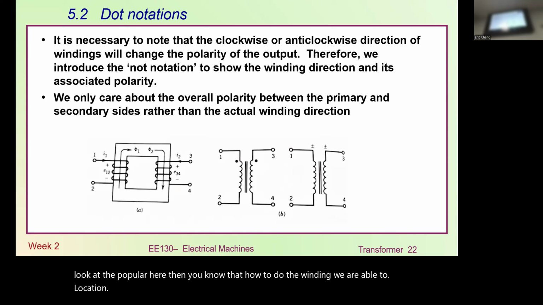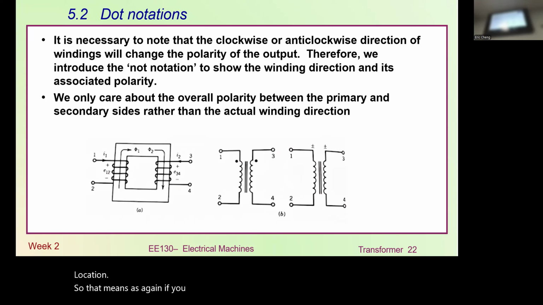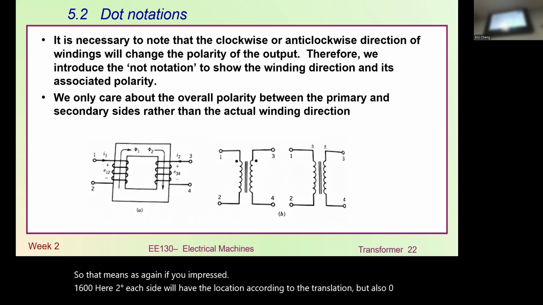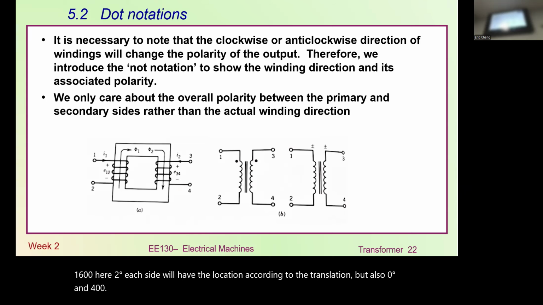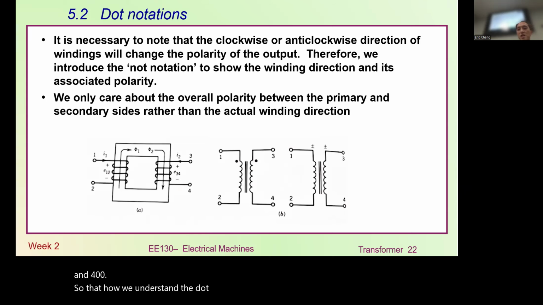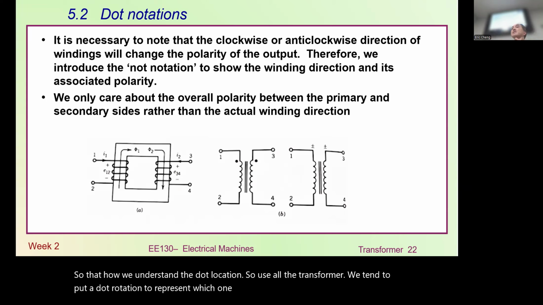So that means, again, if you impress 60 Hz in here, 0 degree, this side will have another voltage according to the turns ratio, but also 0 degree at that point. So that's how we understand the dot notation. So usually in all transformers, we tend to put a dot to represent which polarity is in phase with the primary side. Do you get the point?